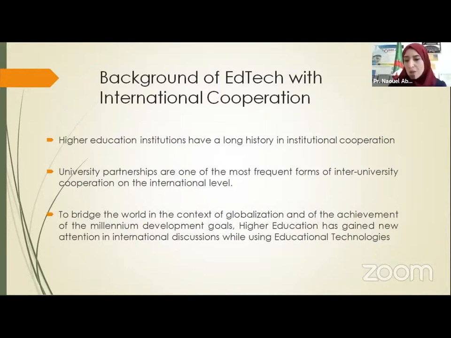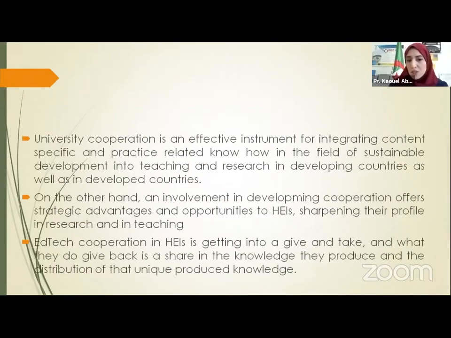This will help us bridge the world in the context of globalization and to achieve more developmental goals while discussing educational technology. University cooperation, as such, can be an effective instrument of integrating these new tools. On the other hand, there should be an involvement in developing cooperation of more developed strategies which work on the development of educational technology, because educational technology cooperation in higher education is getting into a give and take. It is a win-win basis where we do give back, and what is given back is shared, and what is shared is knowledge. This knowledge is produced and distributed, and it will be a unique production of knowledge, different, distinct, but common to all.